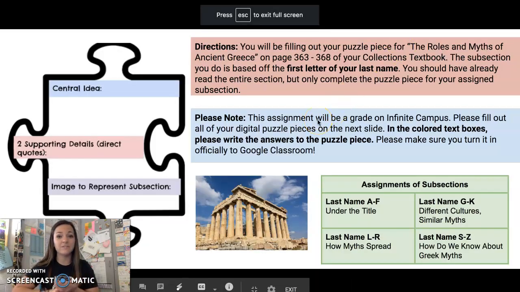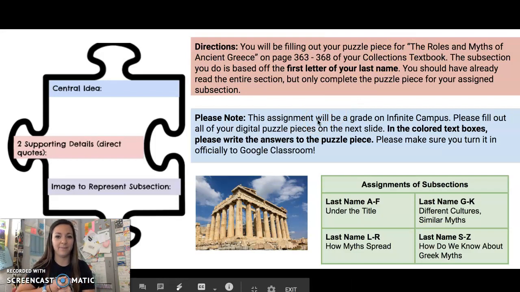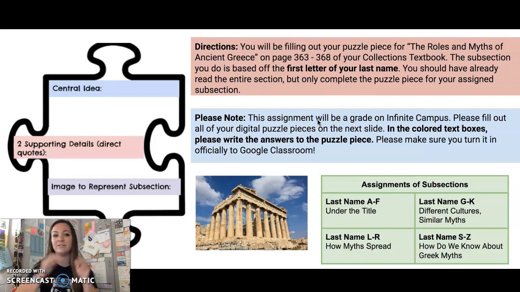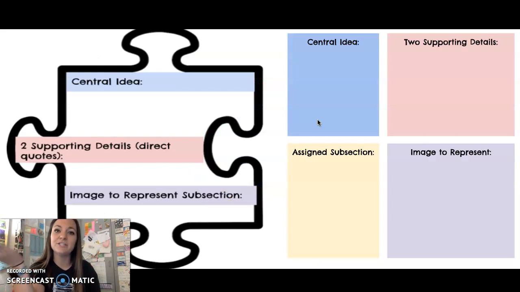For a couple things first, this will be a grade on Infinite Campus, and all the information you need to fill out is not on this slide, it's on the next slide. So let's look at it. So here is your puzzle piece. What you'll see here is you'll have central idea, supporting details, and an image to represent. Here is how you fill out the information.